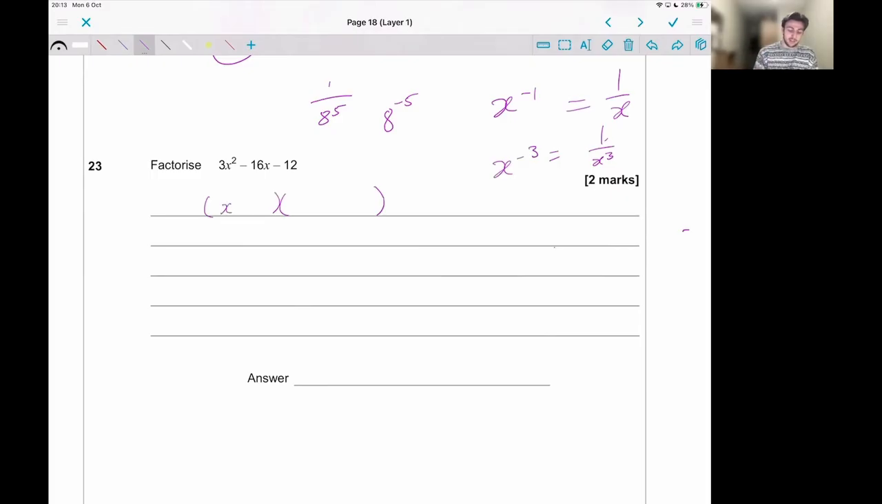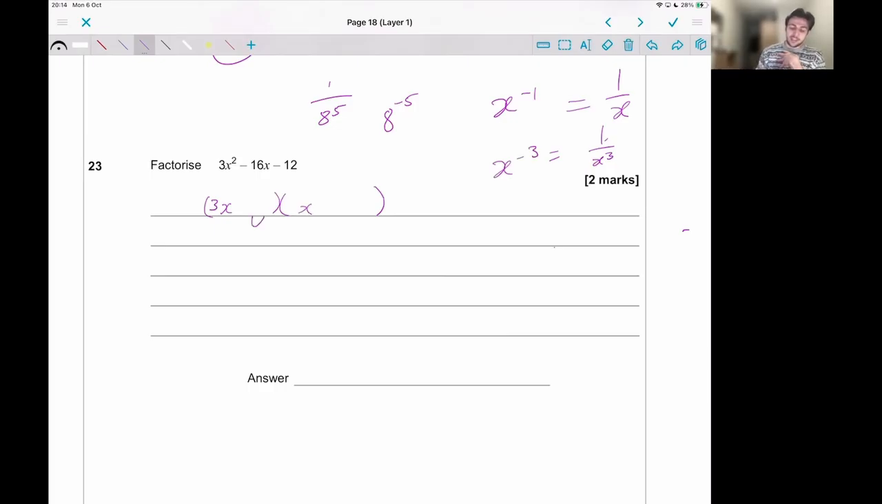You know you're going to get an x as the first thing in both of them. But you also know that because you've got a 3 in front of that x squared, one of them is going to have a 3 in front. If it was a 6, one of them might have a 6 in front. One of them might be a 2 and the other a 3. It's harder to know. But with a 3, it's a prime number. They're asking you to factorize. They're not going to ask you to go into anything more complicated than whole numbers. So it's just going to be a 3x and a 1x.